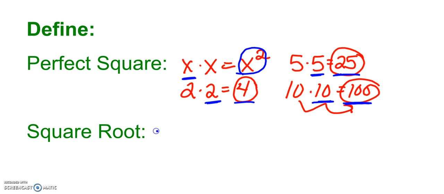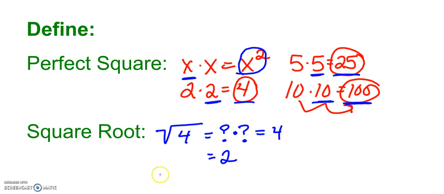So the square root, we use a symbol that looks like a check mark and a division sign mushed together. If I have the square root of 4, it means what number times itself will give me 4? And that answer is 2. So the square root of 4 is 2. The square root of 9 is what number times itself will give me 9? That would be 3. The square root of 16 is what number times itself will give me 16.